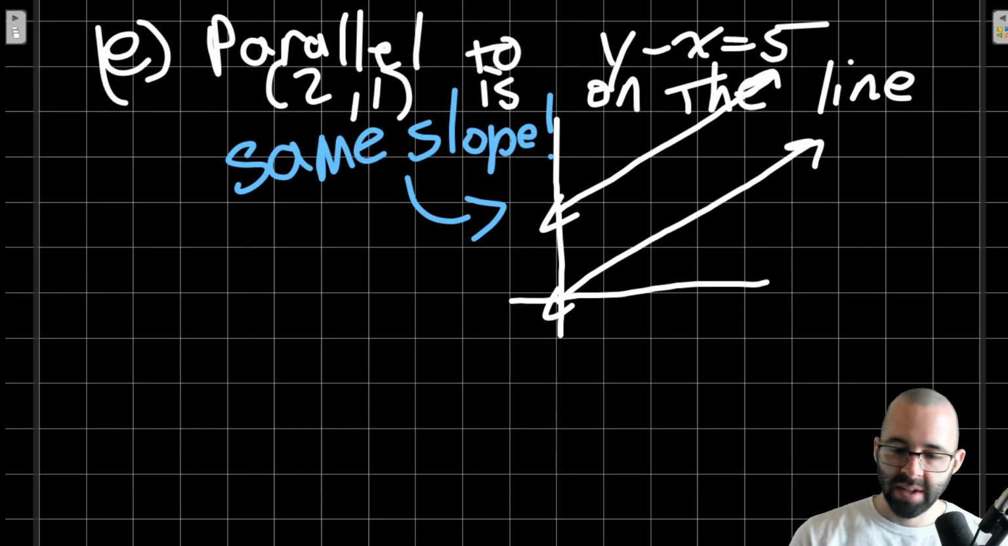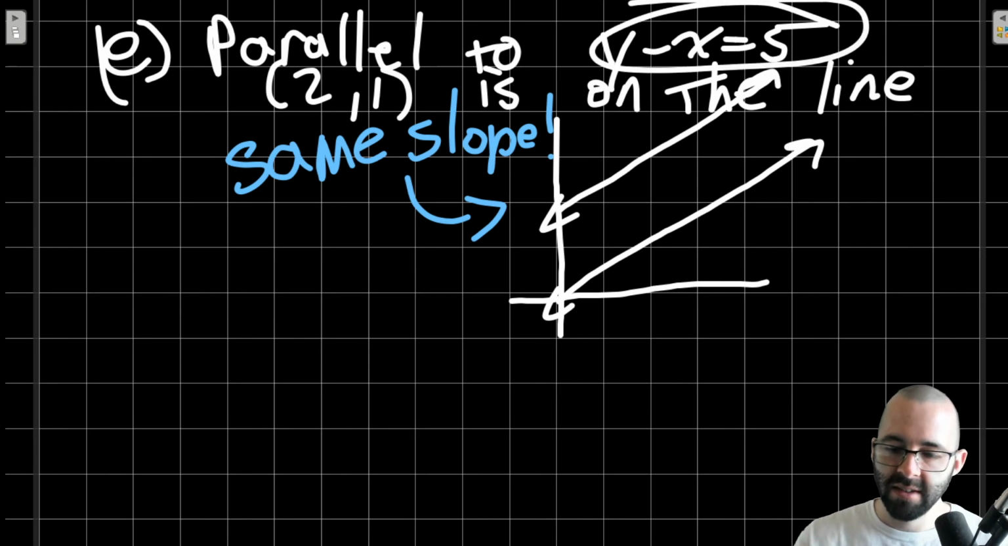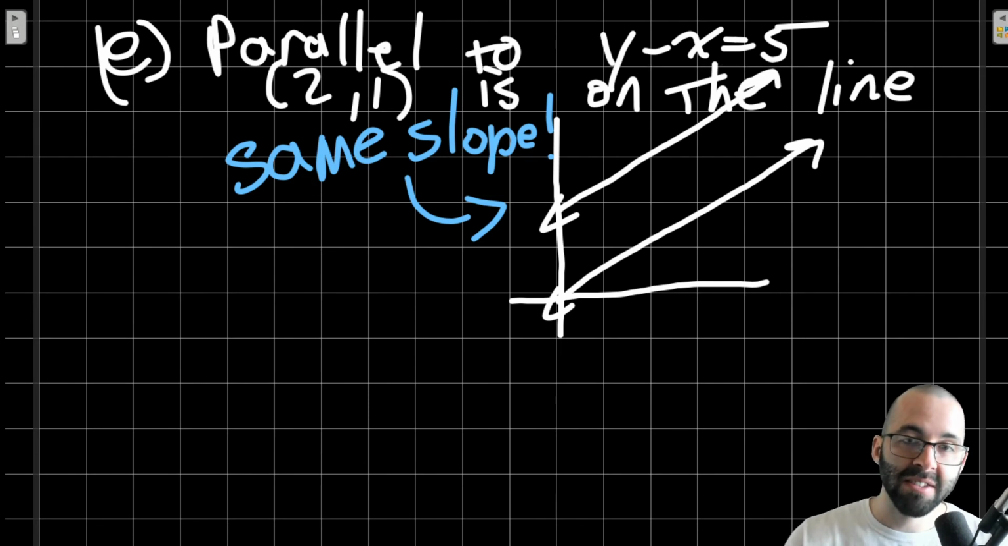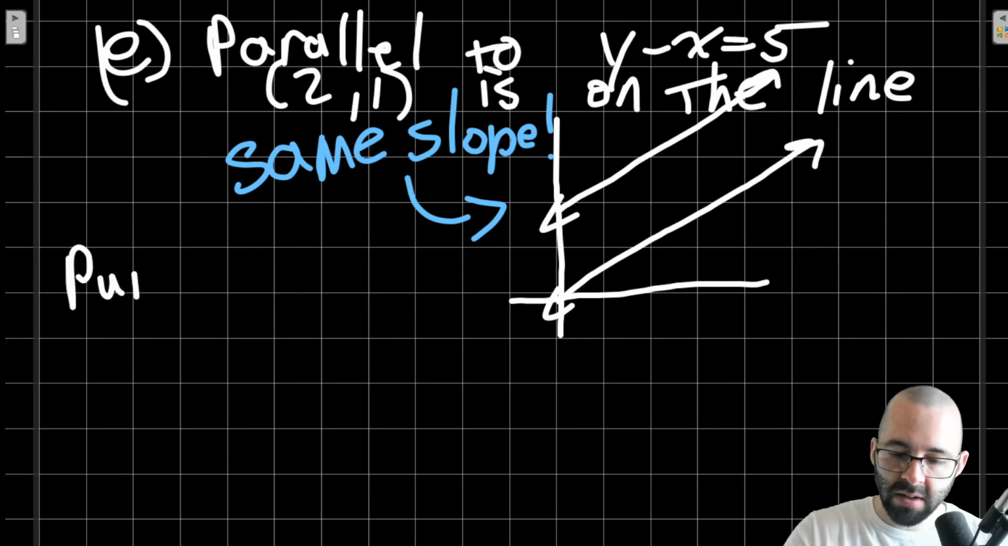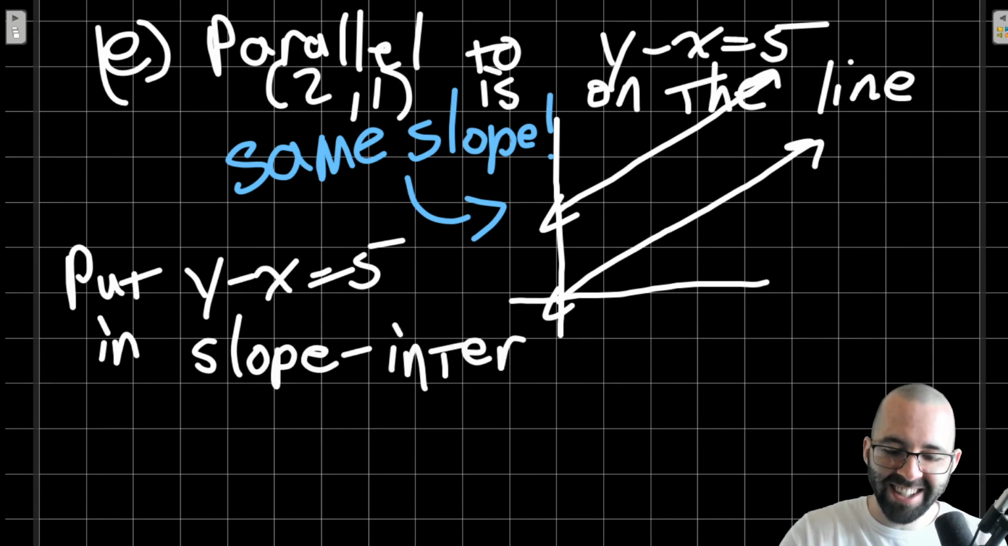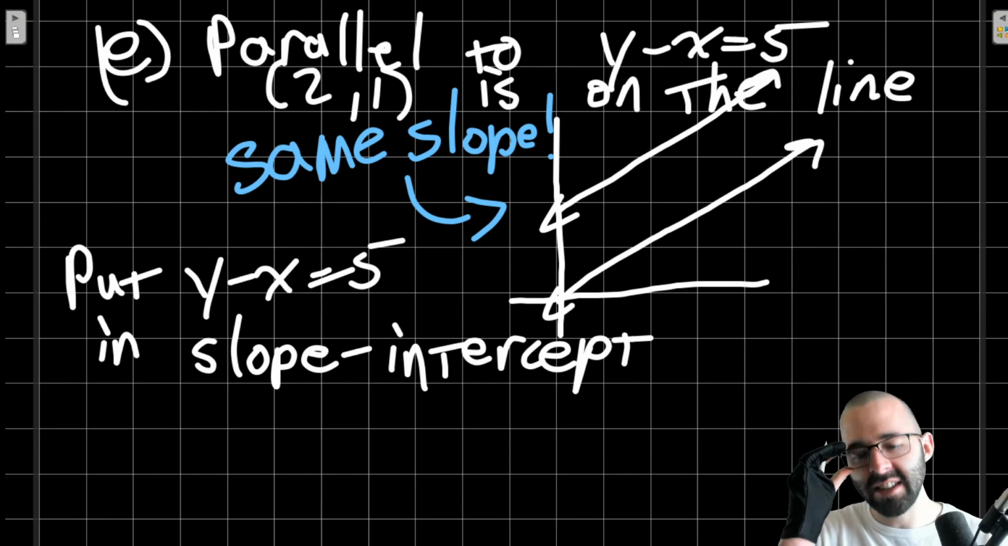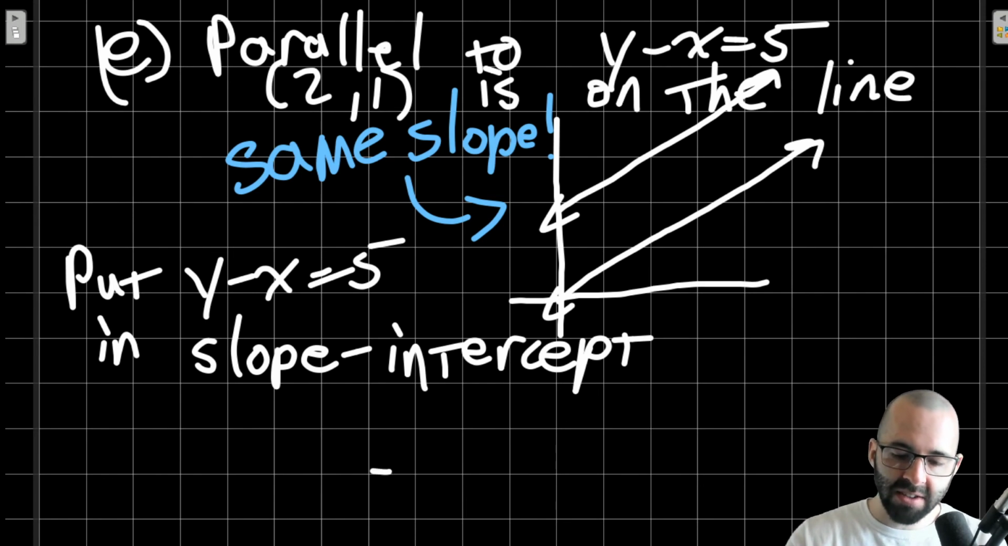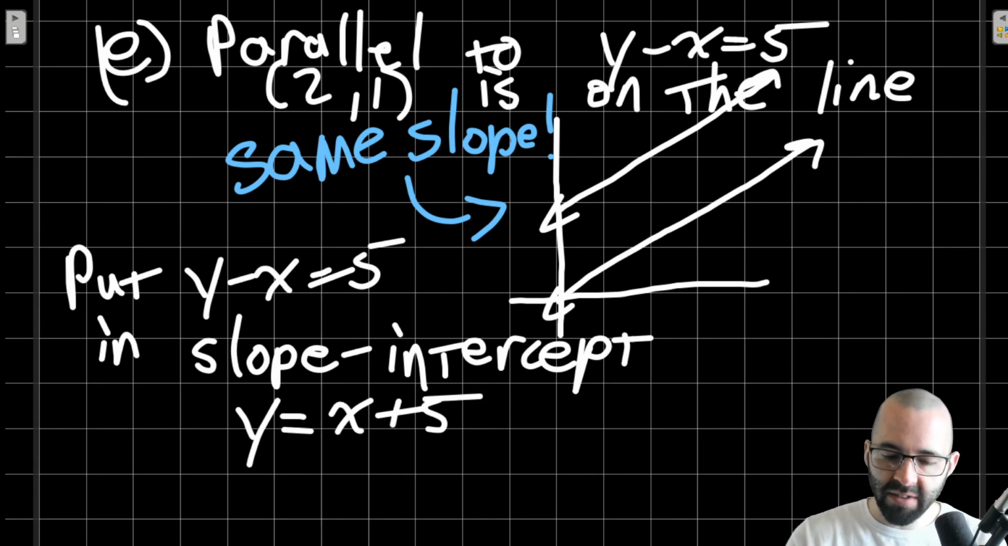All right, so what is the slope of this one? One easy way to find the slope is to put it in slope-intercept form, okay? So if we put y minus x equals 5 in slope-intercept, hey, we're finally getting to use it. It gets a little easier. So we need to add the x over to both sides. Now we're going to get that y is equal to x plus 5. And remember, x plus 5, that's the same as 1x plus 5. So the slope is 1.